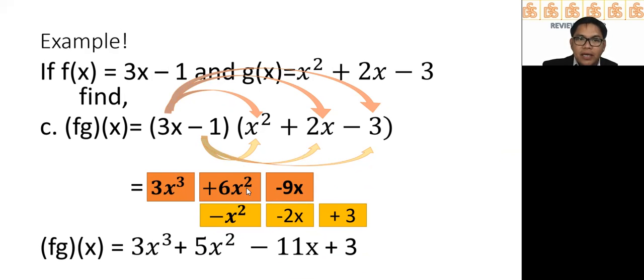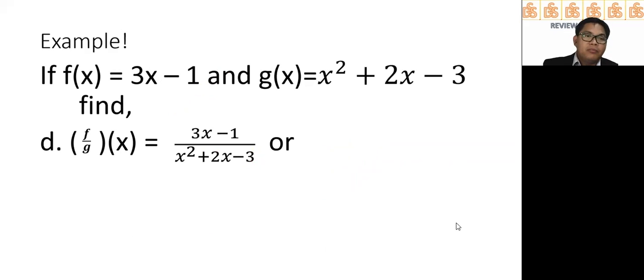But this time, 6x squared and negative x squared, you simply subtract. They are unlike signs, so 5x squared. And then negative 9x and negative 2x is 11x, and then positive 3. Therefore, fg of x is 3x cubed plus 5x squared minus 11x plus 3. Okay? For letter D, f over g, it's a division.